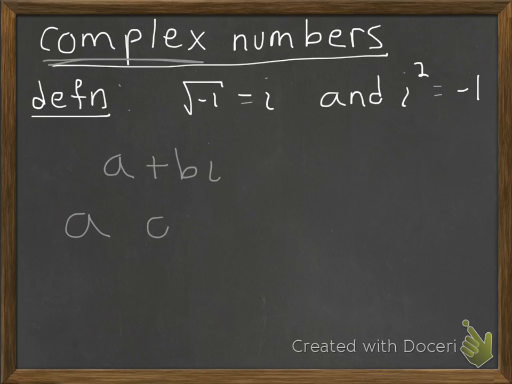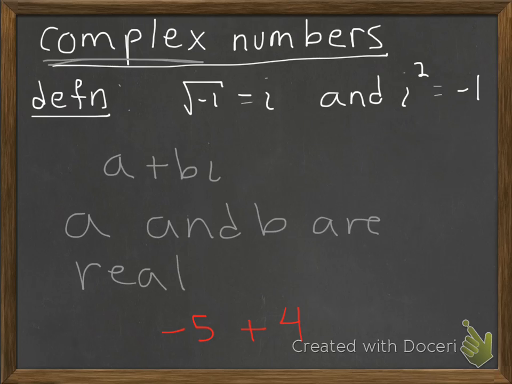And this is where a and b are real numbers. This is the thing, a and b could be any real number. So -5 plus 4i is an example of a complex number. Keep in mind, the main thing that you need to remember is that the square root of -1 is defined to be i. So this is the new notation we're using for things that are not real numbers when you have negatives underneath your square roots.